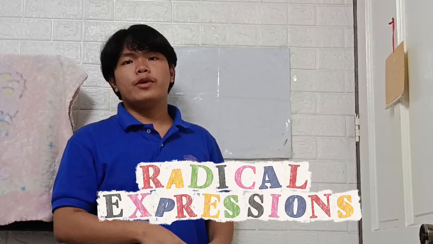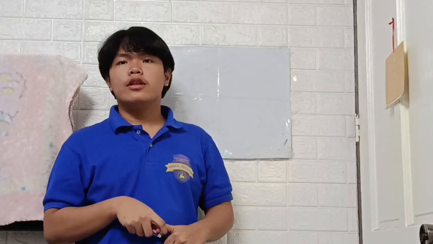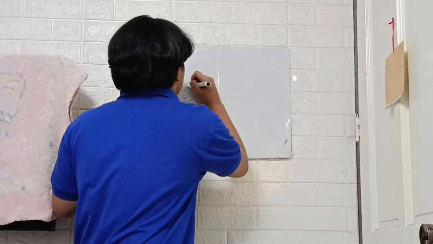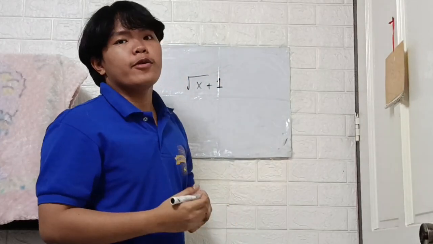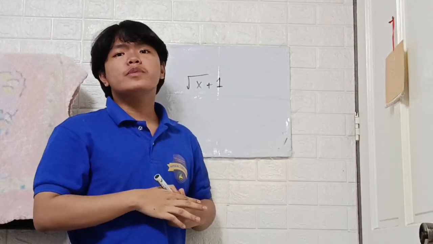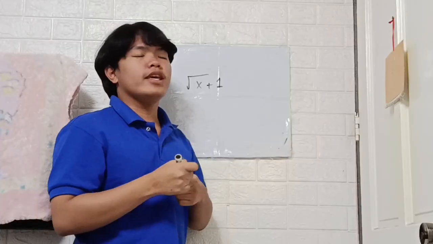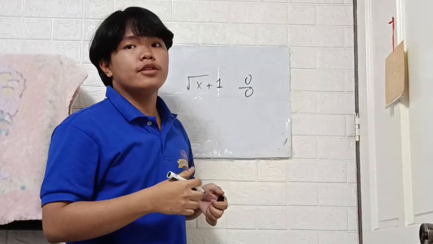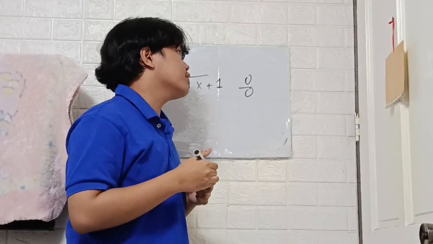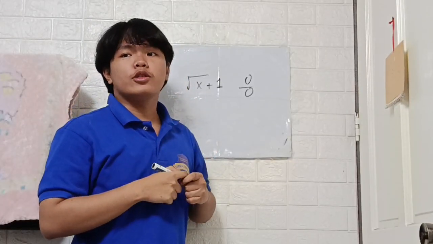And finally, we have the radical expressions. These are expressions that contain a variable under a root or a radical. An example of this is square root of x plus 1. That's a radical expression. And sometimes when we substitute, we may get the answer 0 over 0, an indeterminate form of an answer. And that's where the trick called conjugate comes in.